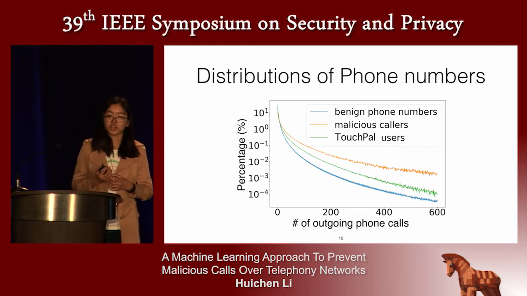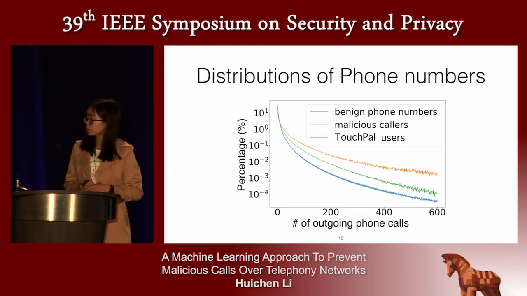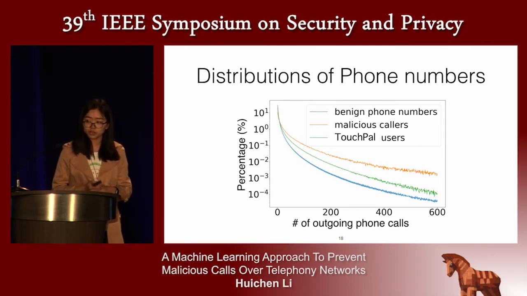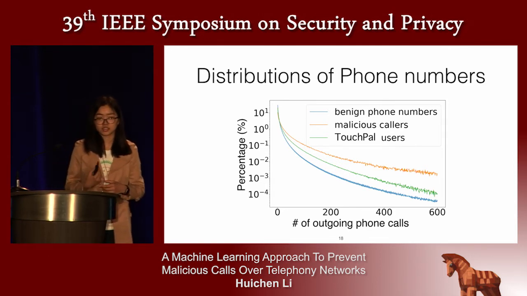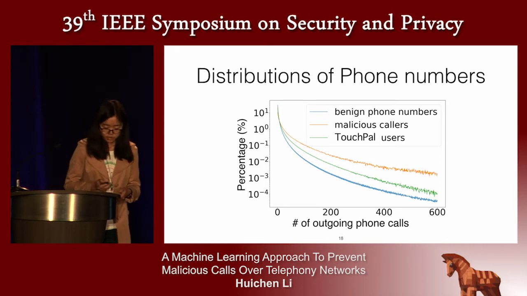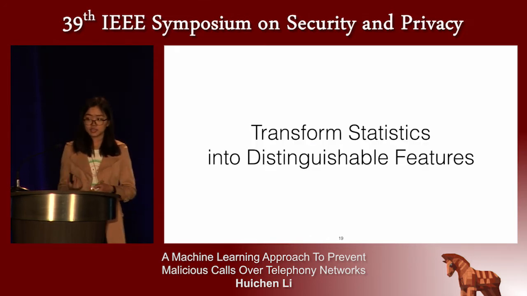The percentage of malicious callers in that range is much higher than the percentage of the other 2 categories, and this is consistent with our common sense. You can find more results and explanations in the paper. So with these statistics, we can transform them into distinguishable features.